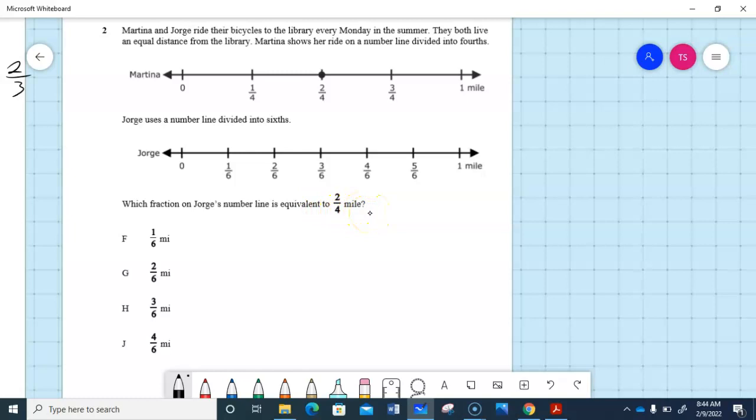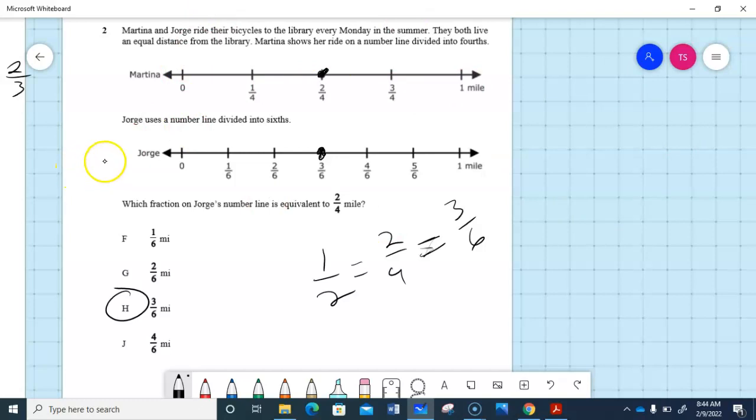So right here, I can see that Martina is 2/4 of a mile from the library. If my number lines are lined up exactly with each other, really all I'd have to do is go straight down. I can see that 3/6 is equal. But I also know that 2/4 is equivalent to a half, because my numerator is half my denominator. So I can say that 2/4 is equal to a half. And also 3/6 is equal to a half, because 3 is half of 6, so that's equivalent to a half also. So H is my correct answer choice.